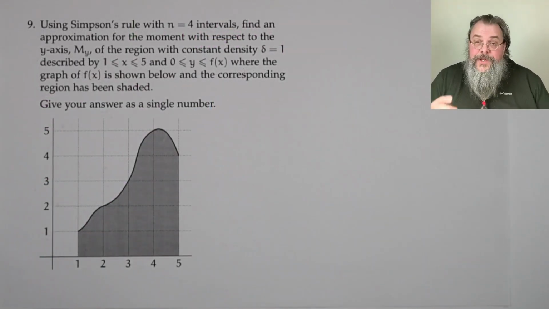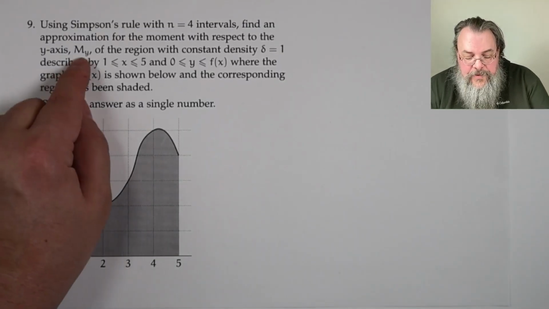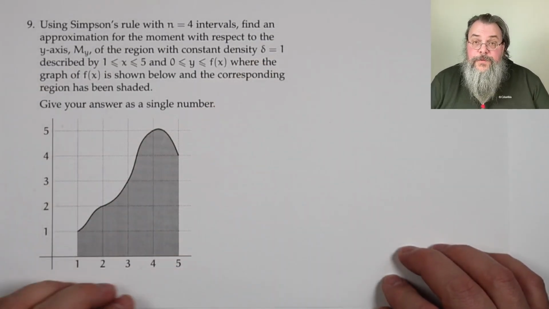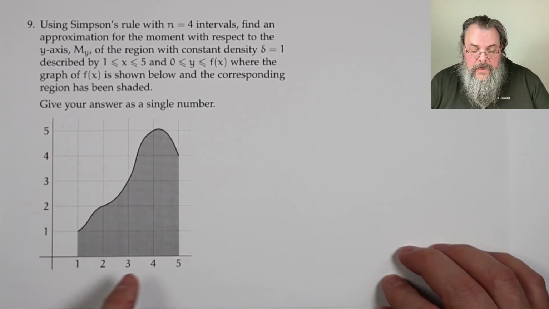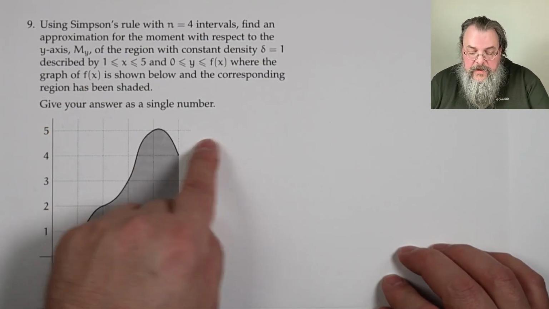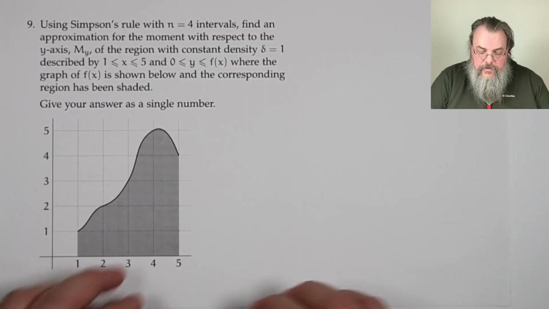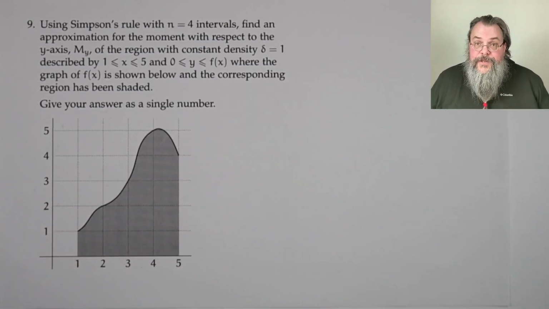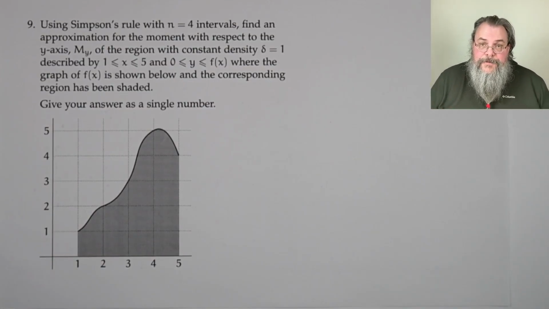Using Simpson's rule with n equals 4 intervals, find an approximation for the moment with respect to the y-axis, m sub y, of the region where we have constant density, delta equals 1, and x goes from 1 to 5, and y goes from 0 up to f of x, and the graph of f of x is the graph shown here, and our region has been shaded. So we're trying to find the moment with respect to the y-axis of this region. And we're told, give your answer as a single number.